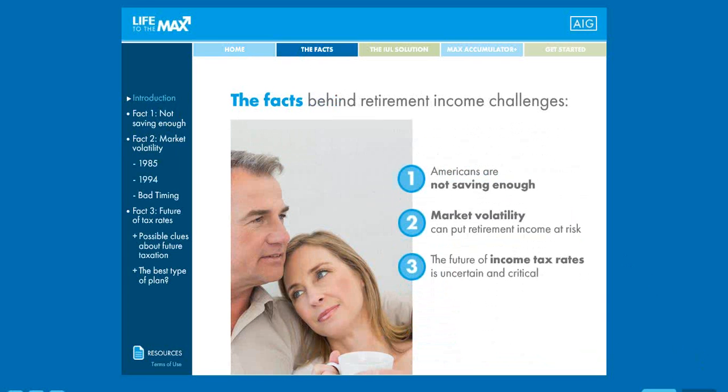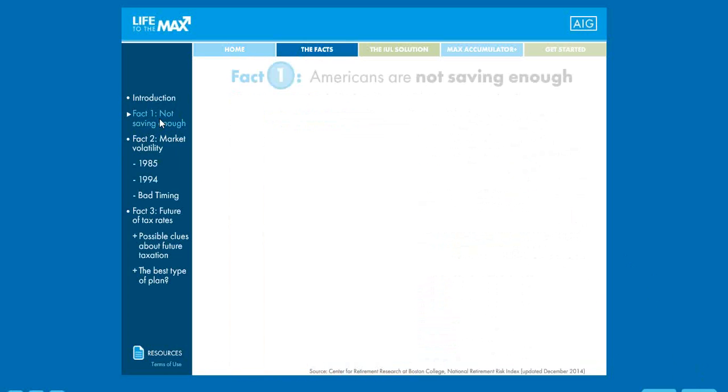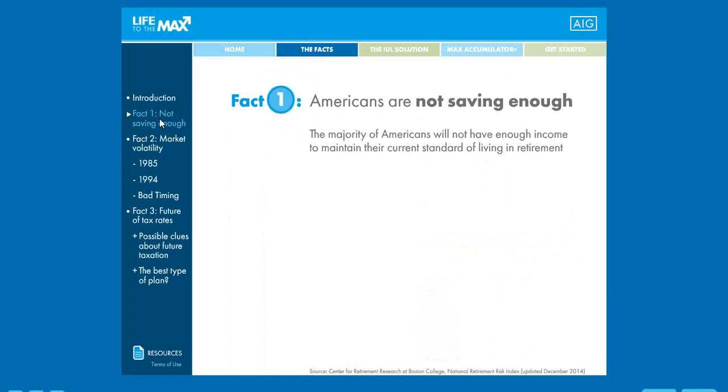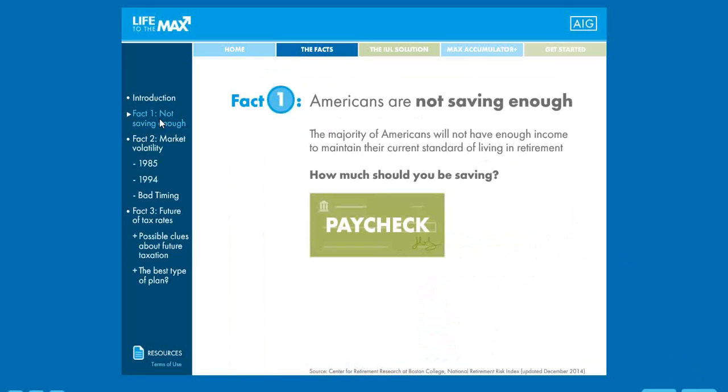And to move on, if you're with your client, you can hit next. You can also go right up here to the individual facts. So if you want to go into the fact that people aren't saving enough, here's a page or several pages really that help explain that to the client.